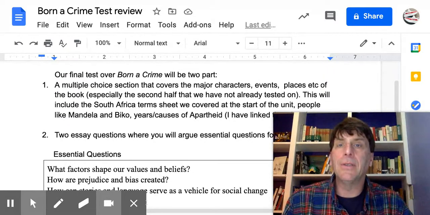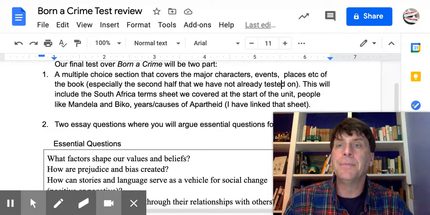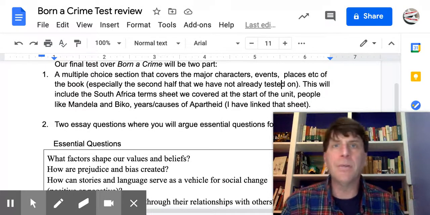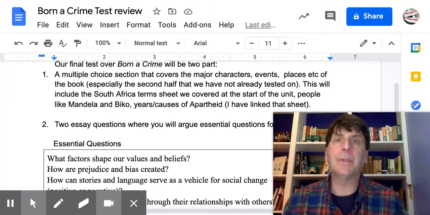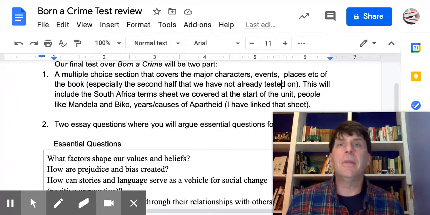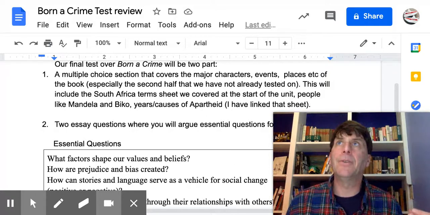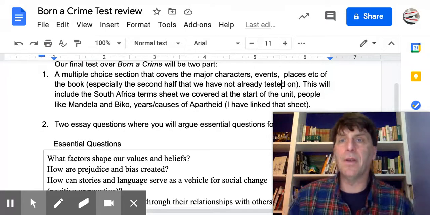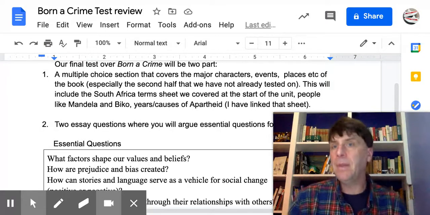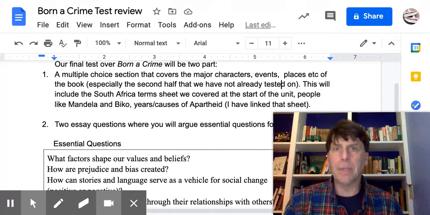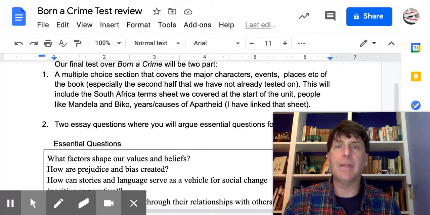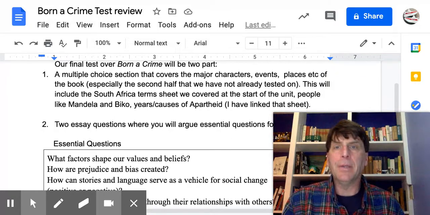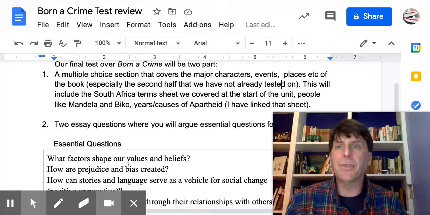As you can see on the review sheet, the test will be in two sections. First, a multiple choice section of roughly 20 questions. I haven't made them all up yet, but they will look at the characters, the major events in the book, the things we've discussed in class, as well as some of the South African political history and social history that we talked about. I've linked that sheet that we went over in class with the various people and characters from South African history.